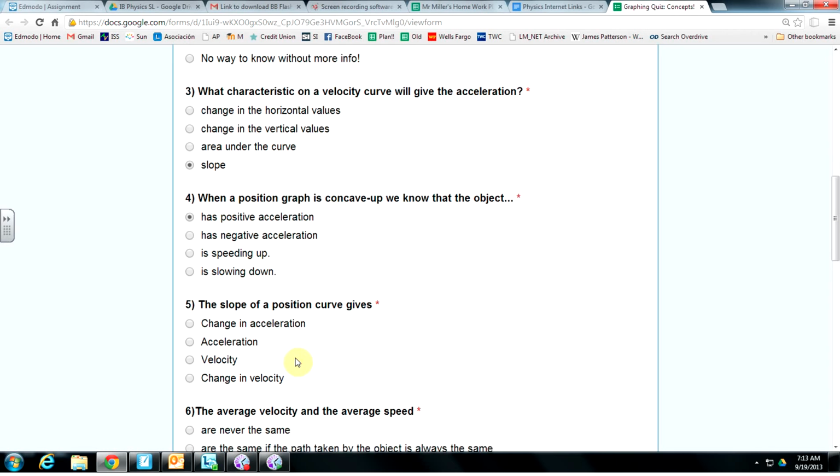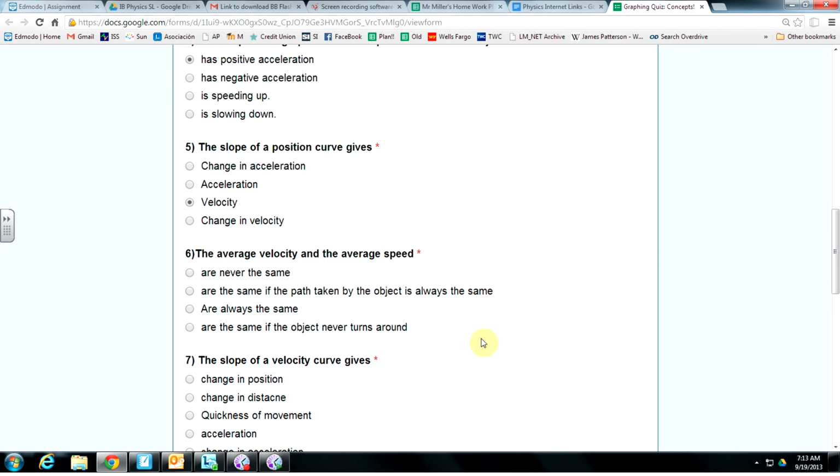Let's take a look at the slope of a position curve. The slope of a position curve is going to give us velocity. The average velocity and the average speed would be the same if it's moving in the same direction the whole time. So if we have to look for a path, it's always the same. Seems like a nice answer, but actually it isn't, because we need to make sure not only is it the path the same, but we need to make sure that it never actually turns around. Okay, so we want to have that one there.